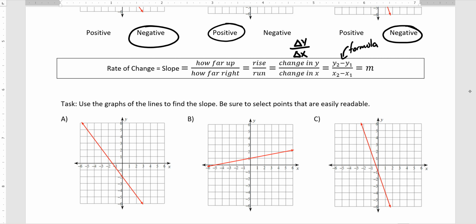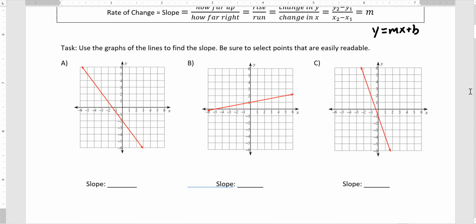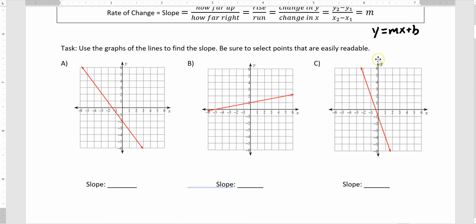M is the common variable. Think about slope-intercept form. Y equals mx plus b. That's our slope. Rise over run. Really common to hear slope referred to that as well. So what I'd like us to do is use the graphs to find the slope. So what we're going to do is we're going to select points that are easy to read on this graph. So points that are integers.